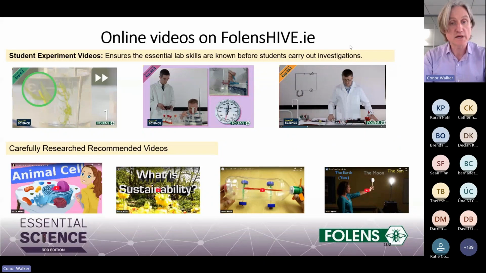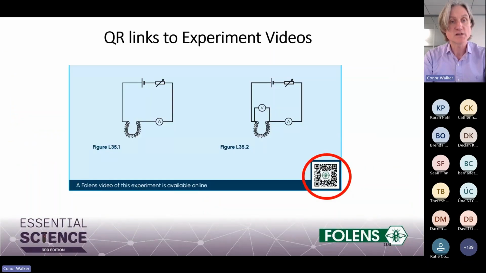The videos include a full range of student experiment videos, which are a great resource because they help to ensure the essential lab skills that students need are known before they carry out any investigations. And in addition to that, just across the bottom, you'll see some screenshots of some carefully researched recommended videos from the likes of YouTube. And also to mention that one of the updates to the laboratory lab book is that we have added QR codes, which allow students to easily access the experiment videos directly from their book to their phones.